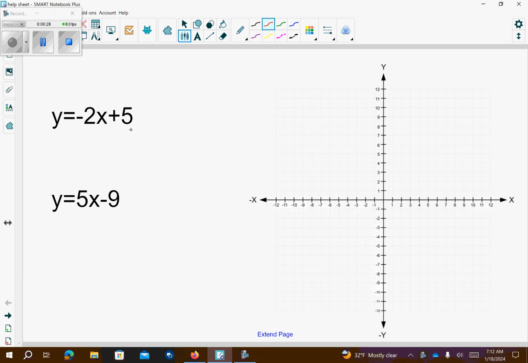So we realize our y-intercept is going to be (0, 5). So go ahead and put a dot right there. And then I have a slope of -2 over 1. So I'm going to go down 2, right 1. And the best you can, try and draw a straight line between those points.